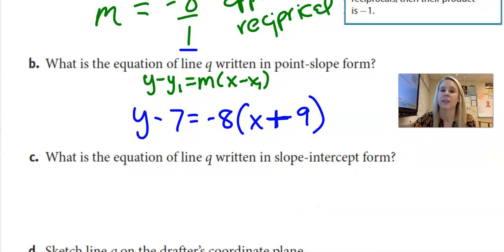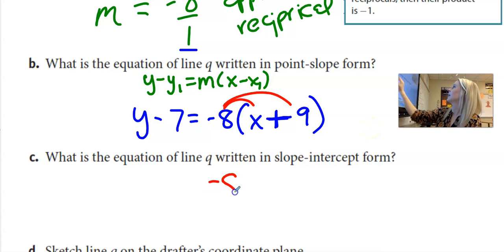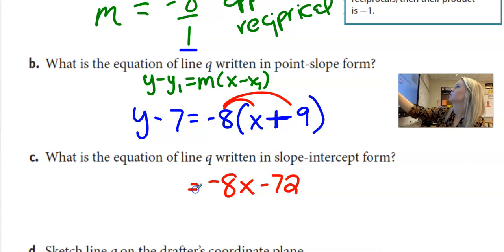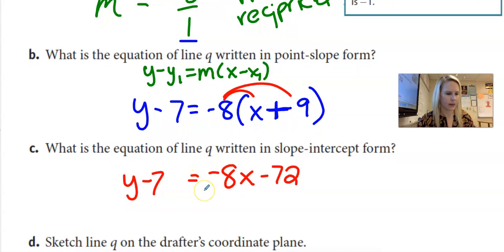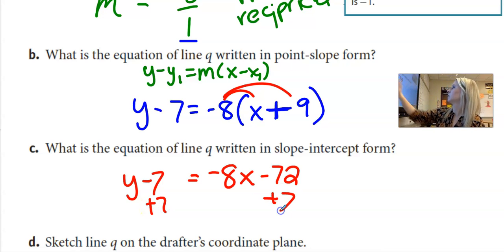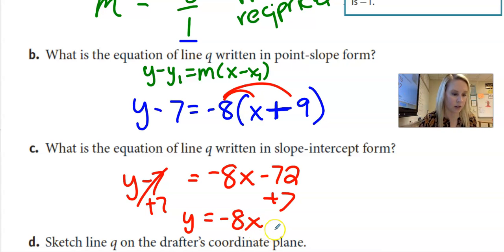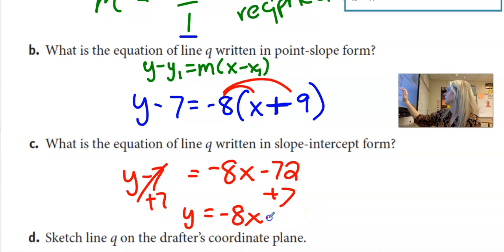So now I'm going to write it in slope-intercept form, which means I'm going to distribute. So distribute, you get -8x minus 72, bring down y minus 7. Okay, so now to get y by itself, I'm going to add 7 to both sides. So y is going to equal -8x minus 65.